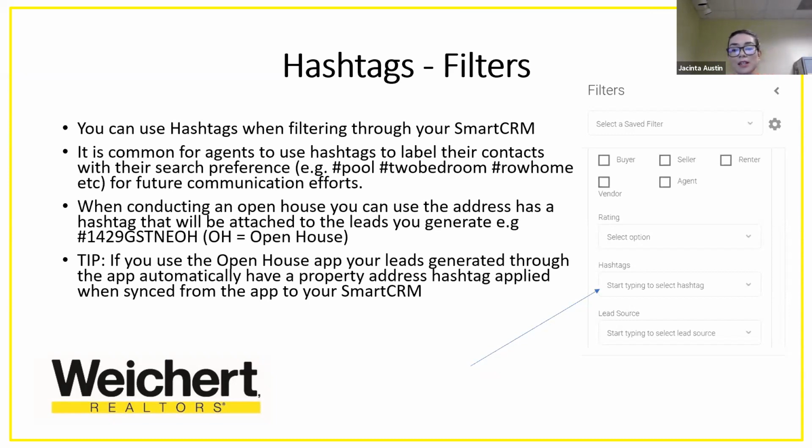Also with this, when you're conducting an open house, you can use the address as a hashtag that will be attached to the leads that you're generating. So for example, you can have the tag 429 G Street Northeast, equals open house. Dave, I know you do this, which is great. A little tidbit: if you use the Open House app, the leads you generate through the app automatically have the property address hashtag applied when synced from the app to your Smart CRM.